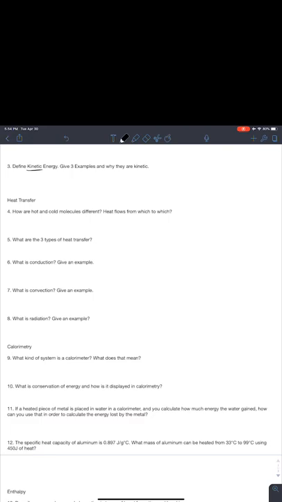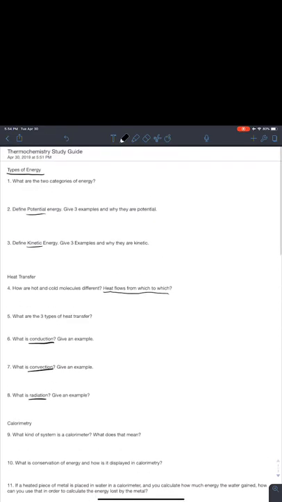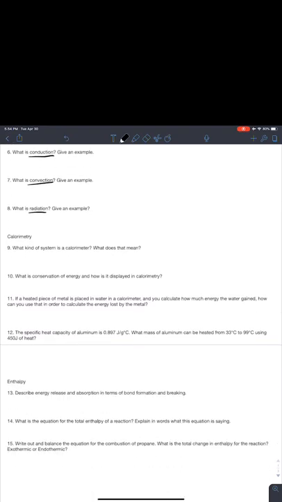Heat transfer: how does heat flow? Is it from hot to cold, or from cold to hot? And then the three types that we did that lab with, how heat is transferred and flows between things, recognizing each of those and what they mean. Okay, that's all pretty simple. Everything on here is pretty much directly from the notebook. I use the notebook when I make this.